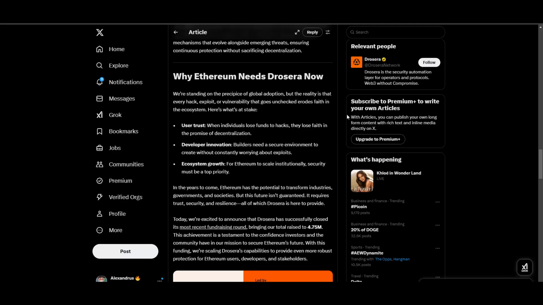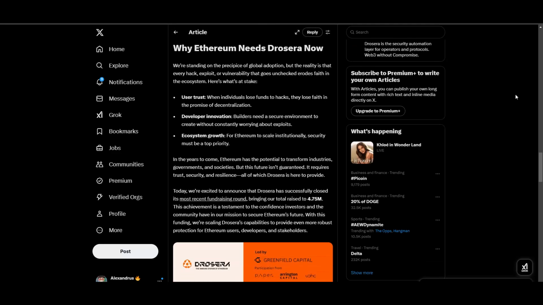And Drosera, again, could prevent this by allowing the people that build on Ethereum, and obviously Ethereum itself, to implement their solutions to make it much safer and safer for everyone. So also the newbies, right?